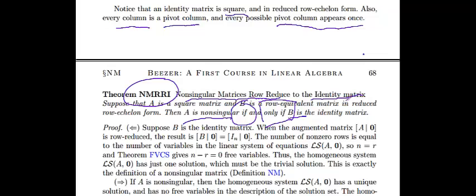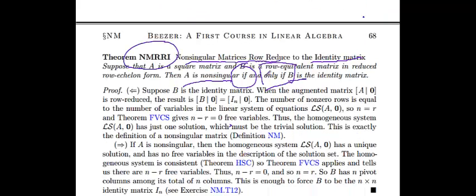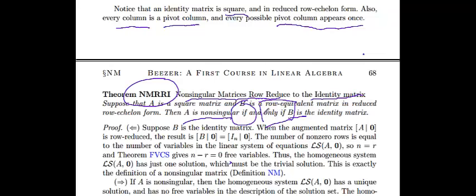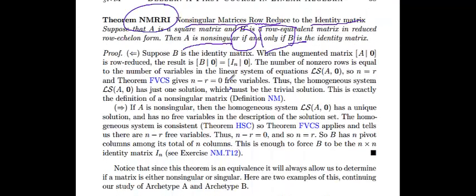Let's think about that this way. One way you could prove this is by contradiction. You could prove the contrapositive rather: that if B is not the identity matrix, then A is not non-singular. Sometimes we'll prove things that way. In this case, he opted for a direct proof. So let's suppose that A is non-singular.